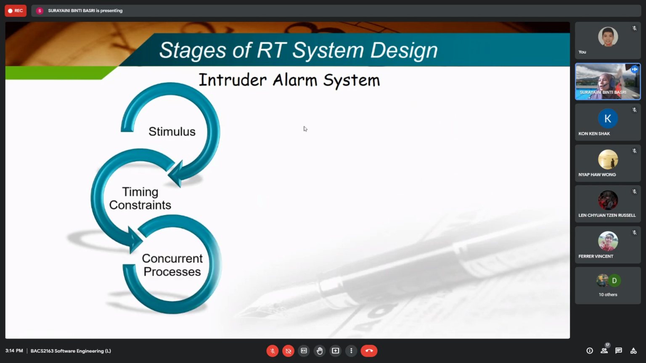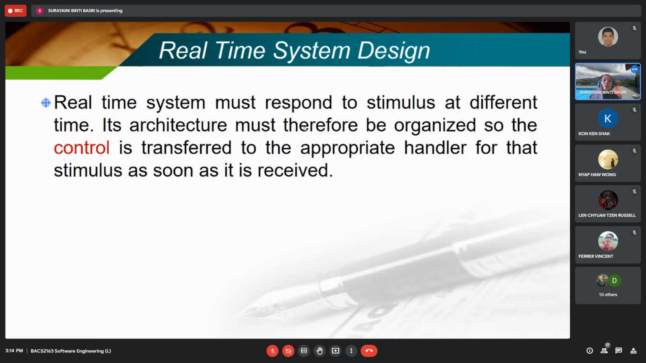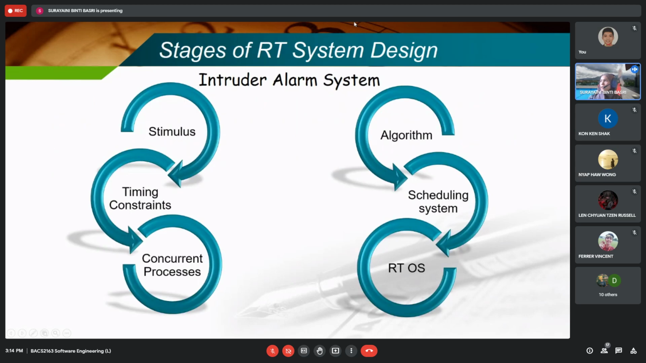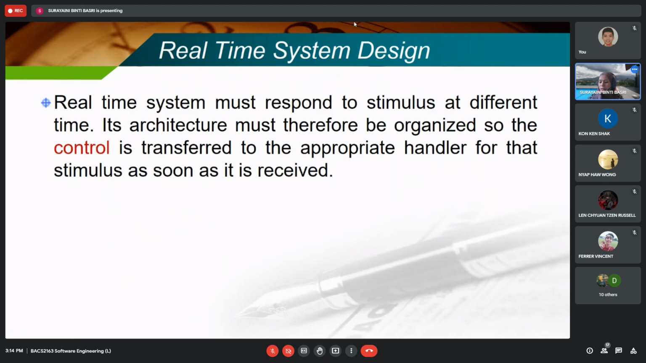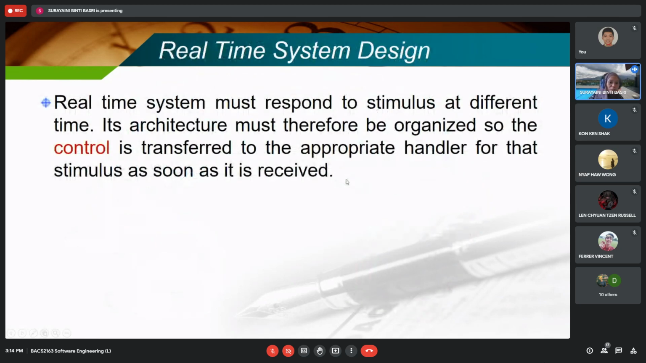Okay, so these are the summary. There are 6 stages in order to design the real-time system. Okay, so we proceed to the real-time system design. We are still in the real-time system design. This one is stages, and this is more on the real-time system design.